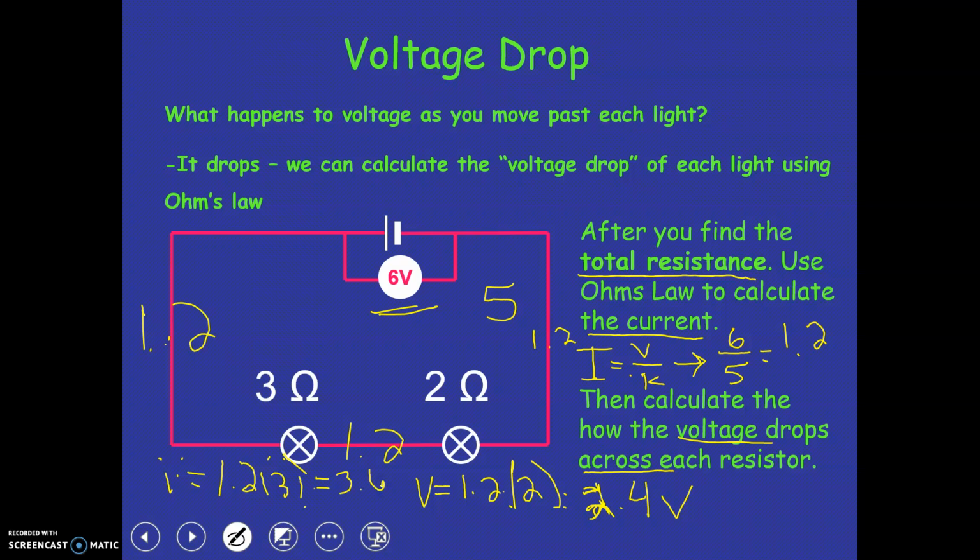So again, in order to find voltage drop, you're going to solve for voltage, which is current times resistance, and you're going to use the current, which is the same throughout, and the resistance on each bulb. So you'll have the voltage drop for each bulb.